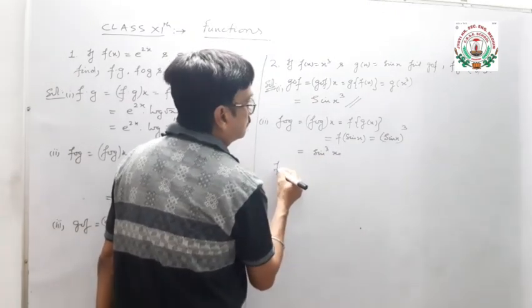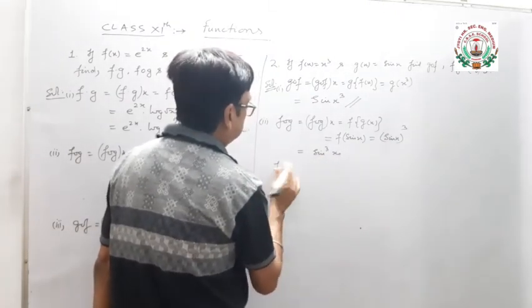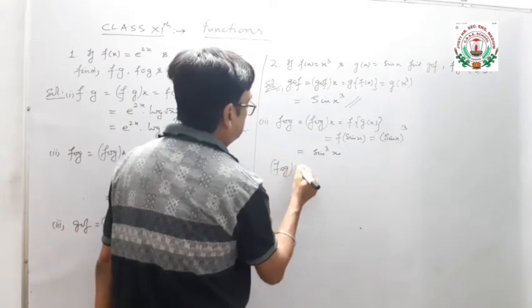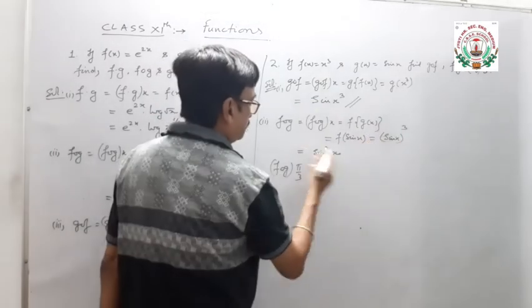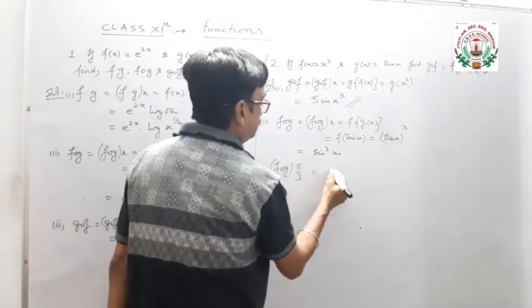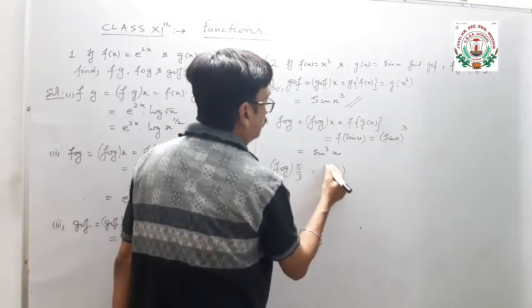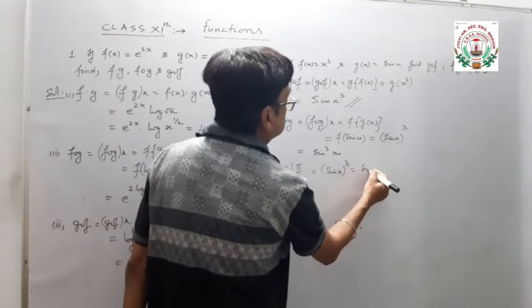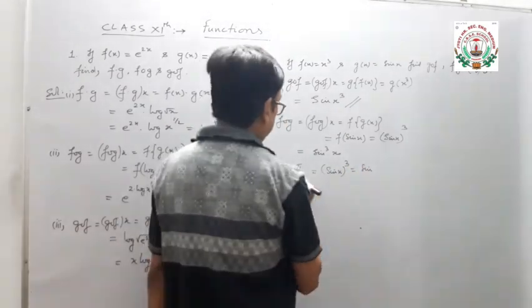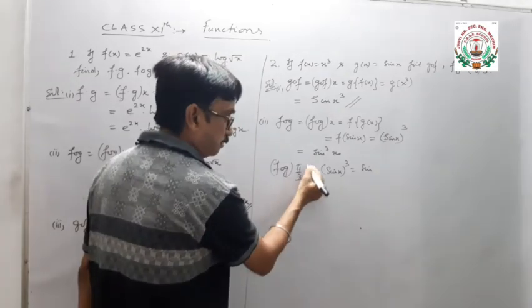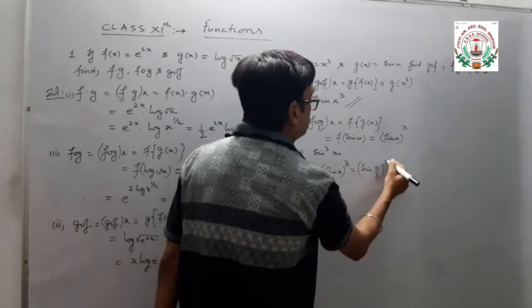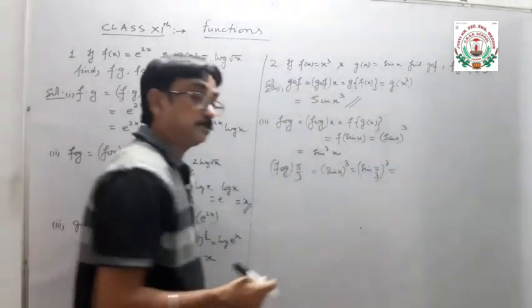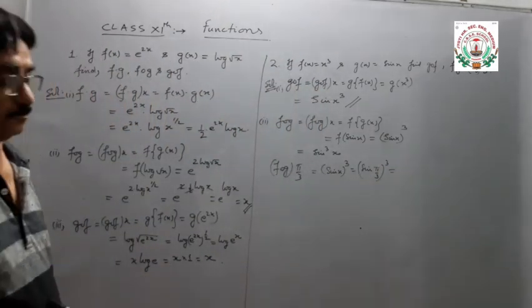So f operation g pi by 3. In place of x now it is pi by 3. What was the value we got for f operation g? Sin x the whole cube. So what is the value of sin x here? pi by 3. So put pi by 3, the whole cube. Pi by 3 means sin 60 degree.